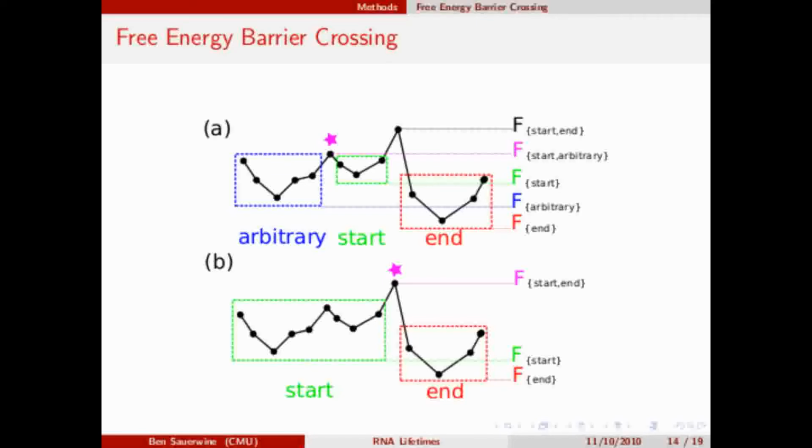At the end, we report the highest barrier we ever crossed to reach any neighbor. This is the rate-limiting step in our process, and this is the Arrhenius barrier that we report.